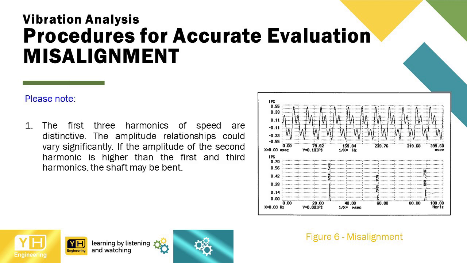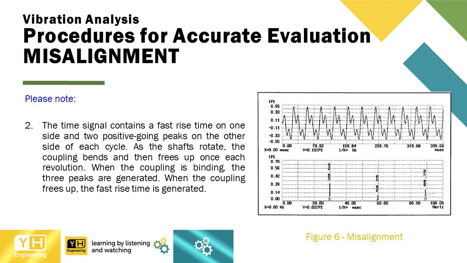Please note. Number 1, the first three harmonics of speed are distinctive. The amplitude relationships could vary significantly. If the amplitude of the second harmonic is higher than the first and third harmonics, the shaft may be bent. Number 2, the time signal contains a fast rise time on one side and two positive going peaks on the other side of each cycle.